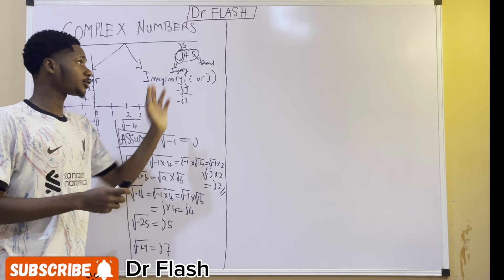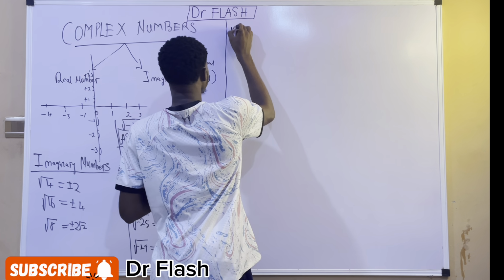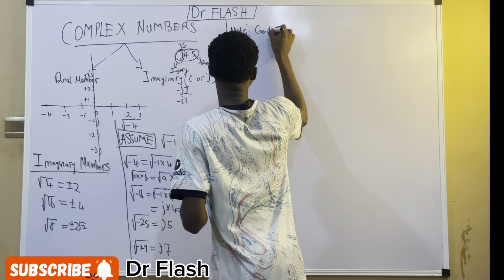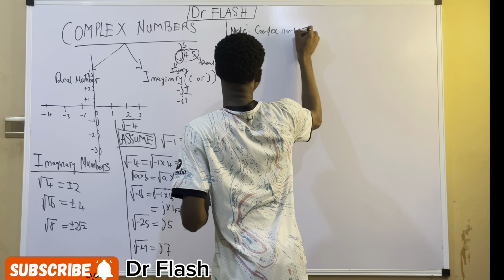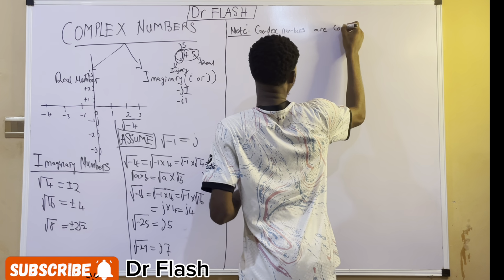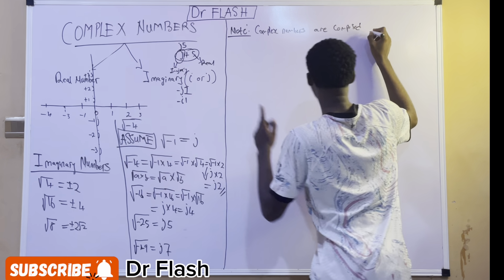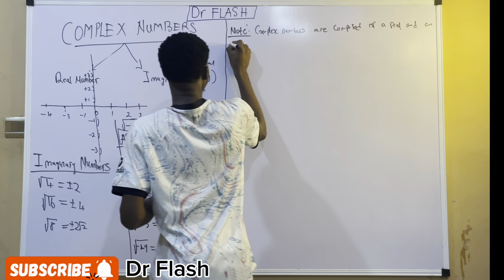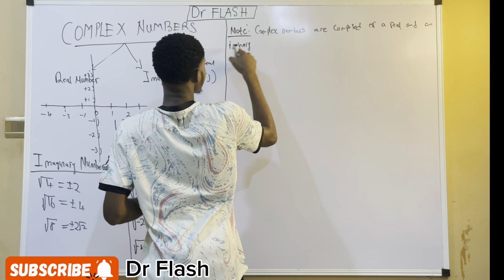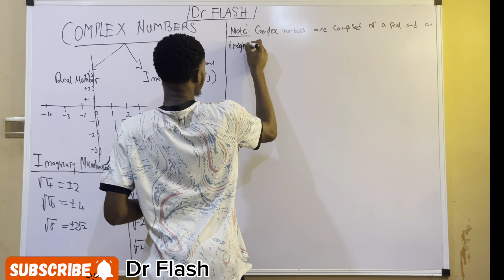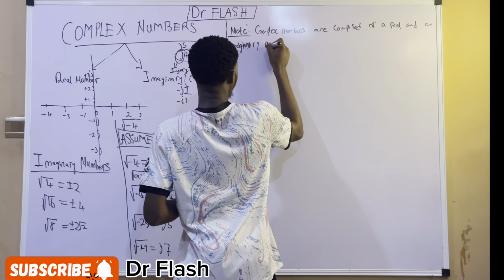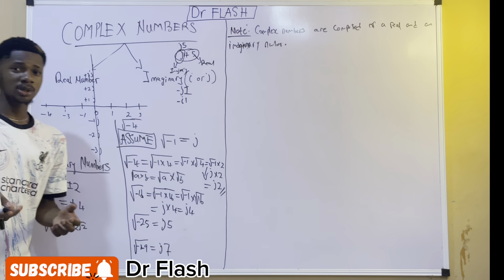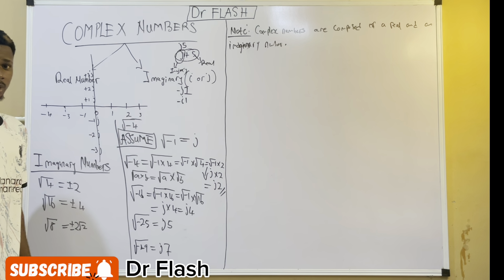So I'm going to note something on the board on this side, which will say that complex numbers are composed of a real and an imaginary number. Okay, that is the definition of a complex number. A complex number is simply a number that has what now? An imaginary and a real part. Okay, that is what it's simply telling us.